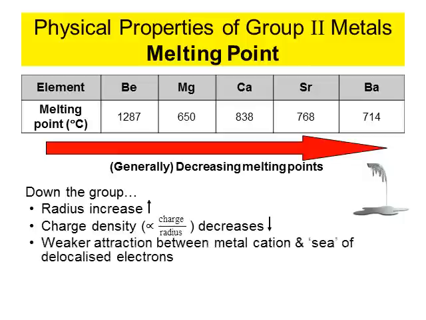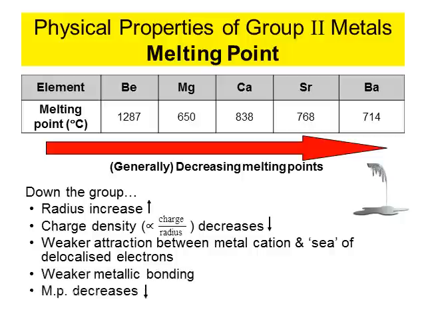Now, if the charge density decreases, that means that the metallic bonding is becoming weaker, because the charge density is the indication of how strongly the cation attracts the sea of delocalized electrons. And once this happens, with weaker metallic bonding, we of course can conclude that melting point will decrease. After all, melting point, as well as several other physical properties of a substance, is based on the bonding in the substance. So with weaker metallic bonding, we have lower melting point.